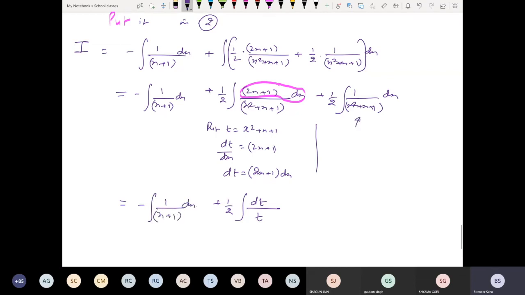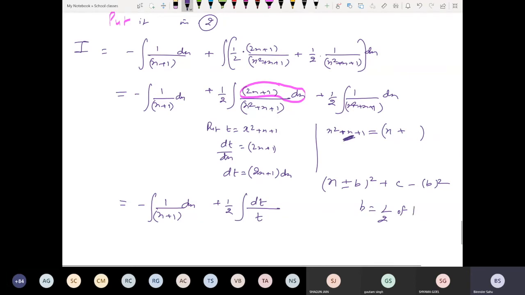Okay, for this, what to do? This is x square plus x plus 1. You know, I told you one direct formula: (x plus or minus b) whole square plus c minus b square. What is b? And here we should take x plus or minus. If it is plus, we should take plus. So I'm taking plus. Okay, and b is nothing but half of the coefficient of x.